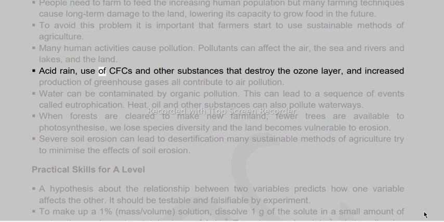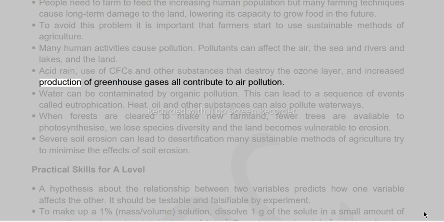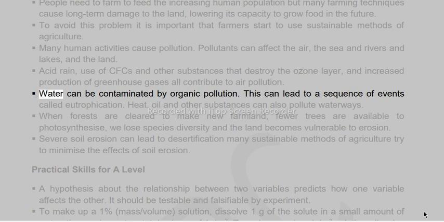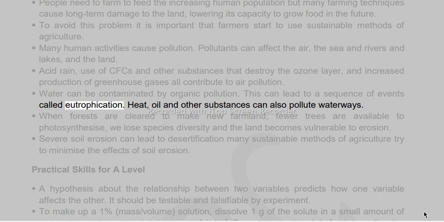Acid rain, use of CFCs and other substances that destroy the ozone layer, and increased production of greenhouse gases all contribute to air pollution. Water can be contaminated by organic pollution. This can lead to a sequence of events called eutrophication. Heat, oil, and other substances can also pollute waterways.